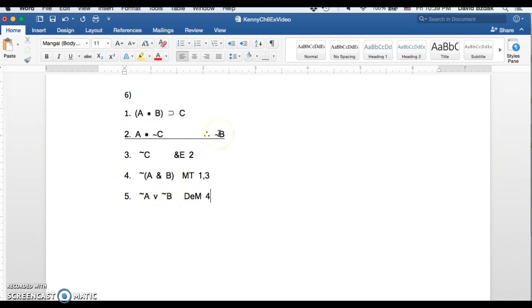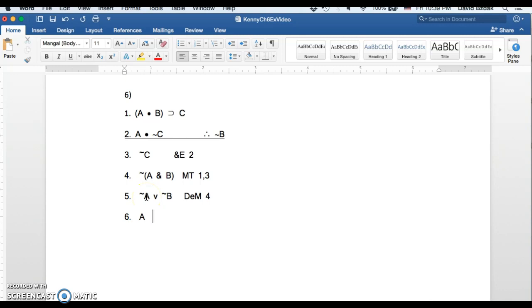We need to get not B by itself, right? Now this is not a conjunction, so we can't just do conjunction elimination. And to do disjunction elimination, we need something else. Namely, we need the negation of the other disjunct. We need the negation of not A. How do we get that?